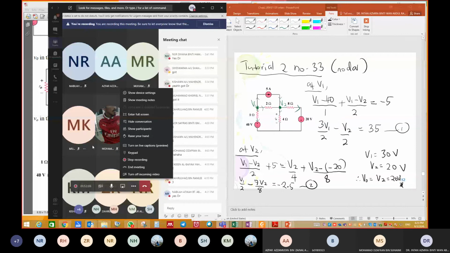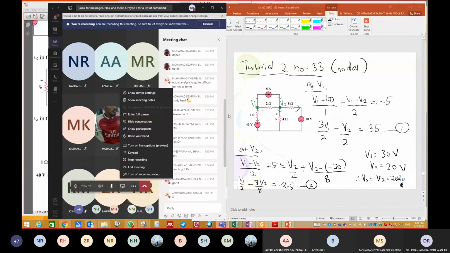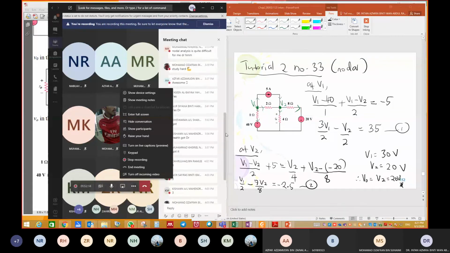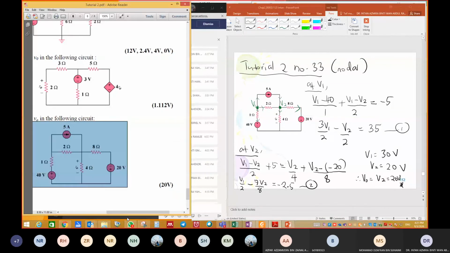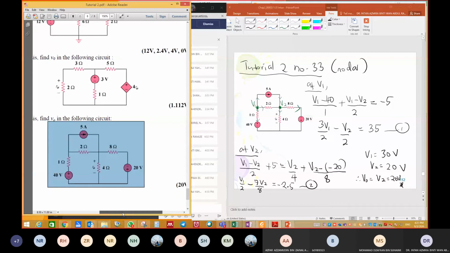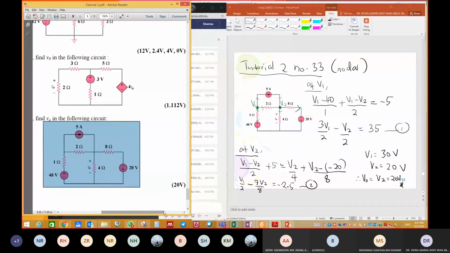Okay. Just now Hairil said that nodal analysis is quite challenging, right? Quite difficult, kan? Okay, so now did you feel nodal analysis is interesting? Quite difficult or quite or very interesting?